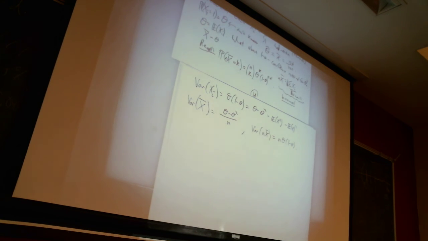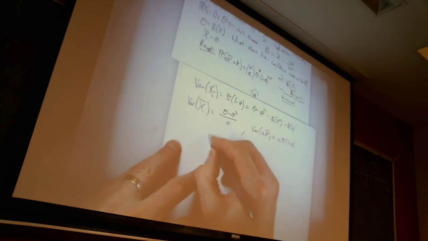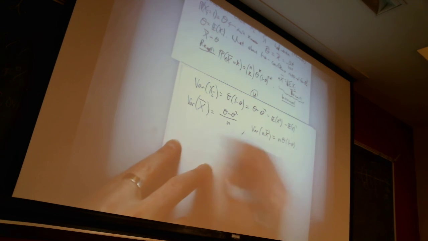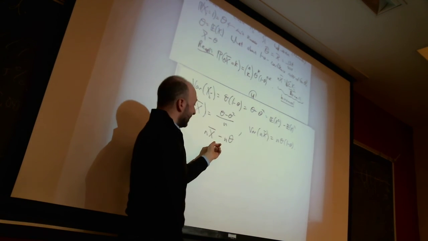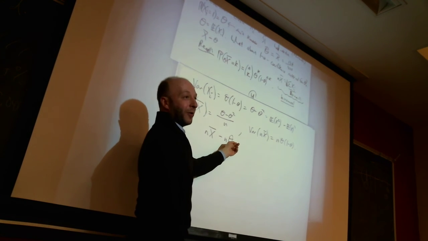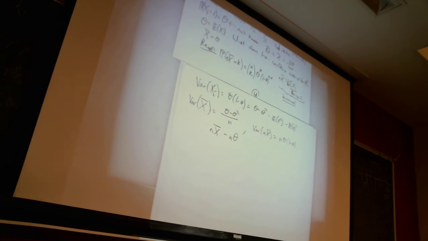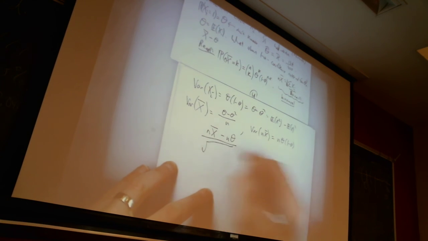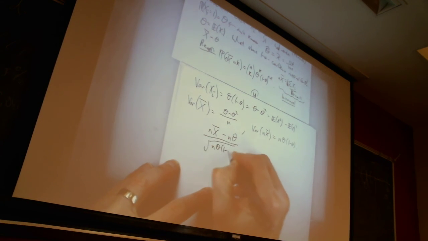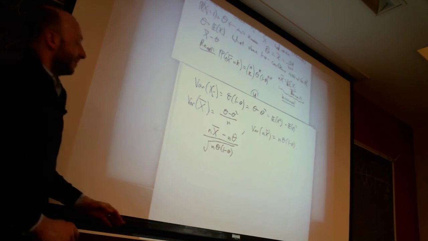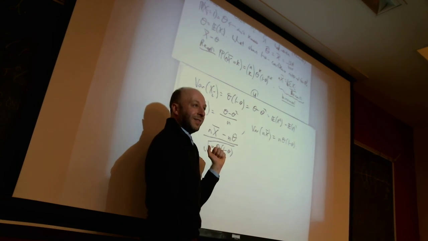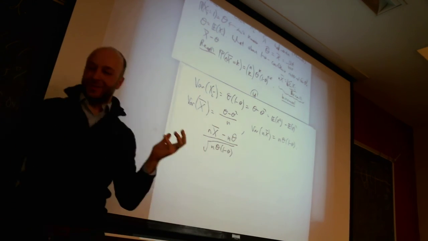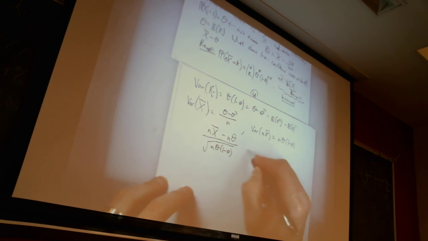And now let's go back to our calculation here. So I have n X bar minus n theta. So n X bar is my binomial, minus n theta, that's the expected value of the binomial, divided by the square root of the variance of my binomial, n times theta times 1 minus theta. This is asymptotically, for large values of n, normal. Okay? So this is normalized.